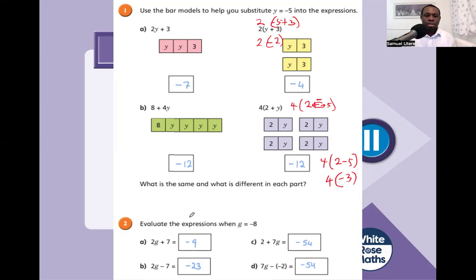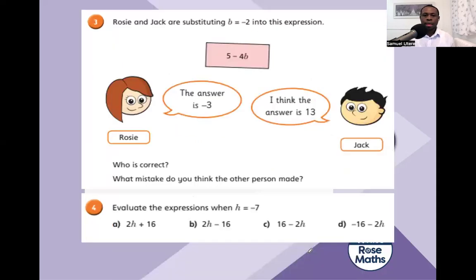Okay, for question 2, you were asked to evaluate the expression. So I'm not going to talk about 1b. For question 2, you were asked to evaluate the expression when y is -8. We follow the same approach to achieve these results. So mark your work and celebrate your success. For questions 3 and 4, pause the video and answer questions 3 and 4 in 3 minutes.